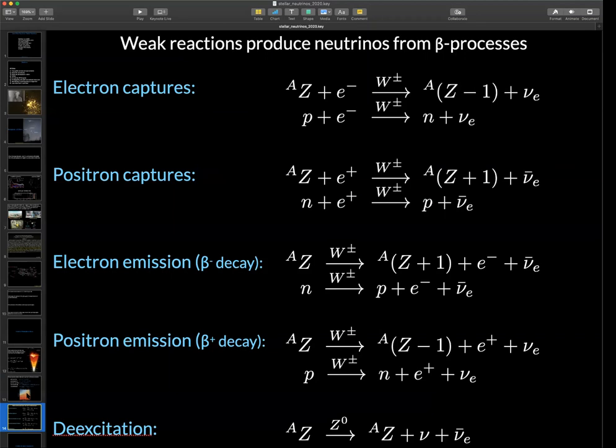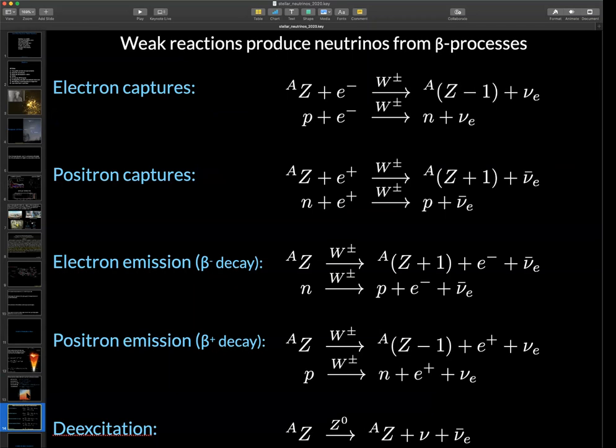And so I write it two ways there, both in terms of the nucleon: electron coming in, you have a weak reaction, charged boson there, into a different nucleon. Positron captures, electron emission, beta minus decay, positron emission, beta plus decay, depending on your choice of words there.